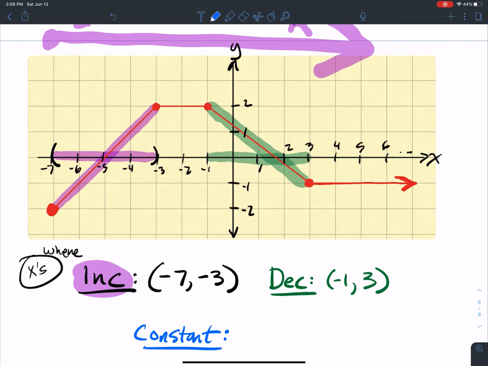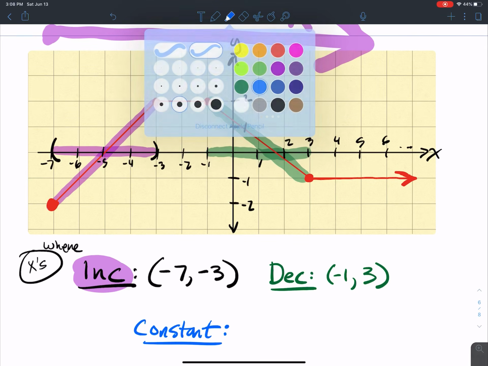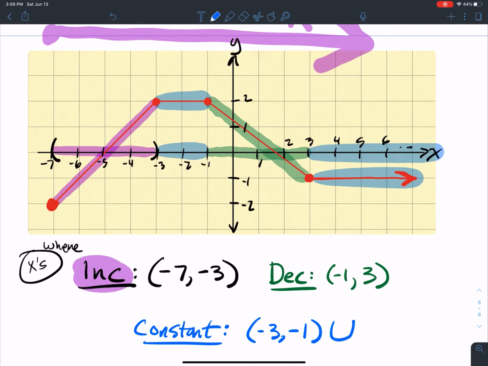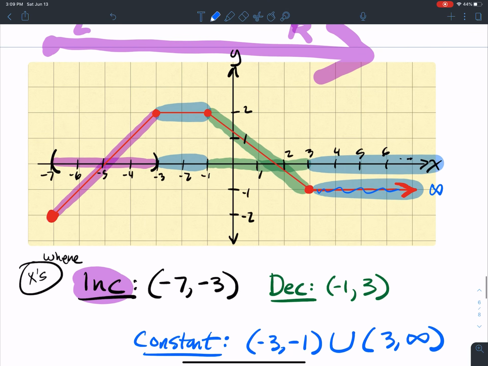In my last scenario, where am I constant? Okay, where is it constant at? Well, it looks like it's constant here, but it also looks like it's constant over there, okay? So what are my values here? Well, it goes from -3 to -1, constant. But then it skips some stuff, so I'm going to do a union. And then where it starts back constant is at 3, and then that arrow tells me it goes to positive infinity.